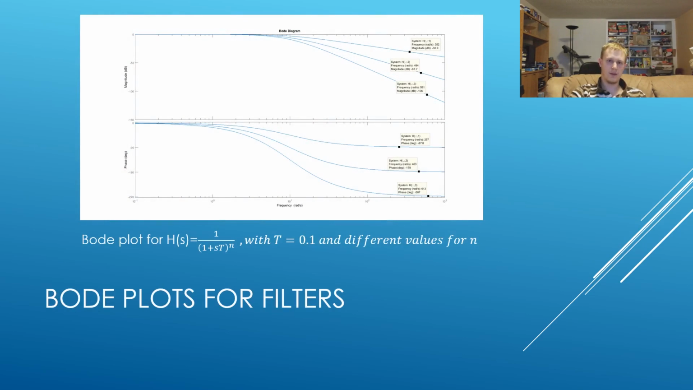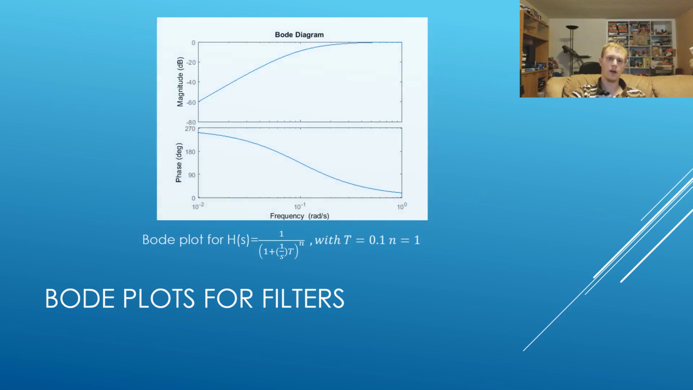Let's take a look at the bandpass filter from the perspective of ECE 312. To do this, we will obtain the Bode plots of the transfer functions of the filters. This is the Bode plot for the transfer function 1 over (1 plus s tau) to the n. The three lines correspond to different values of n. This is the transfer function of a low-pass filter. n corresponds to the number of stages in the filter. As n increases, the magnitude and phase decrease at a higher rate.